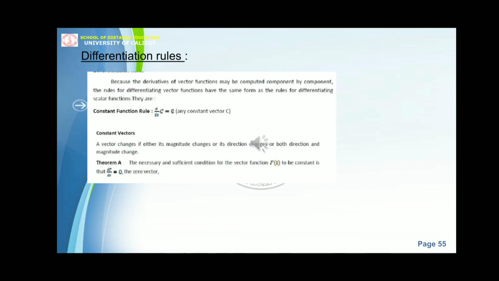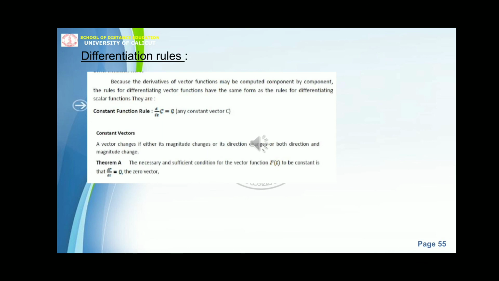A vector valued function r of t is equal to f of t i plus g of t j plus h of t k is differentiable at a point t0 if the component functions f, g and h are differentiable at that point. And a vector valued function r is said to be differentiable if it is differentiable at every point of its domain. The differentiating rules for a vector valued function are the same as the rules for differentiating scalar functions.